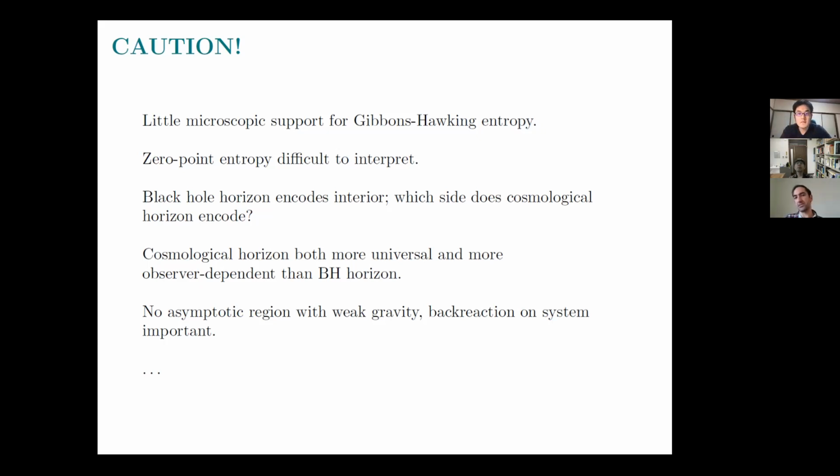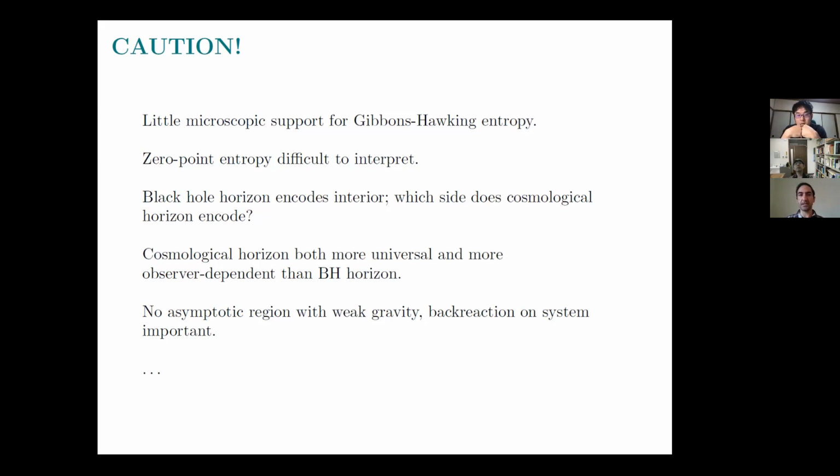And observer dependence is what I just said. The different observers will have different horizons. That's to some extent true in the black hole case as well. Somebody who jumps into the black hole has a different horizon than someone who stays outside. So there is some observer dependence in the black hole case as well. It's just much stronger in the cosmological case.